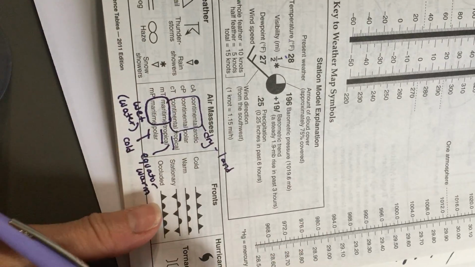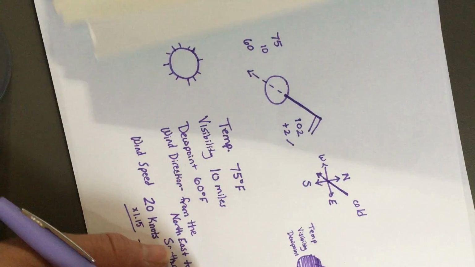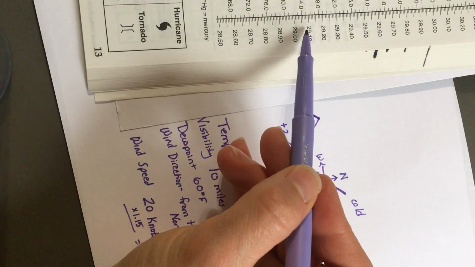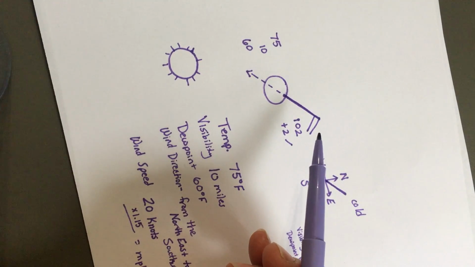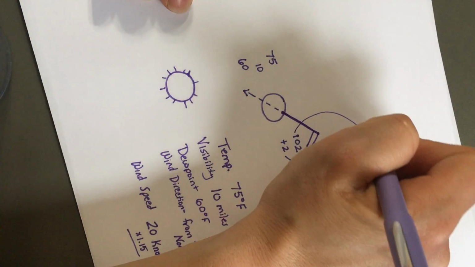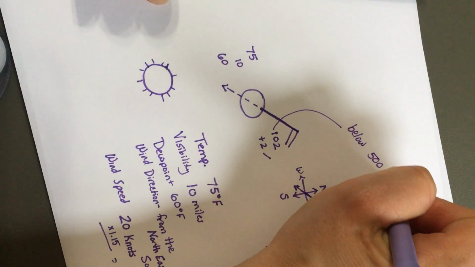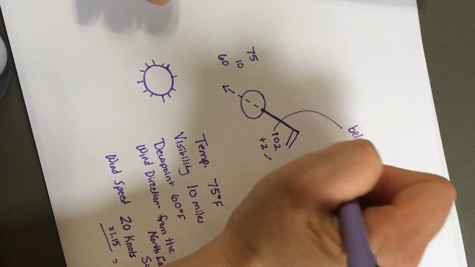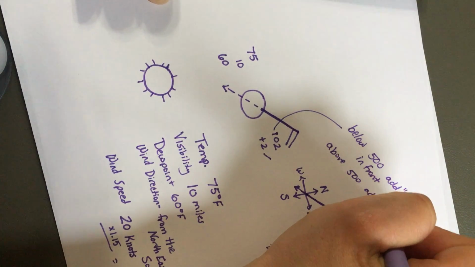The last two, and I saved them till the end because they are the hardest, is the barometric trend. Now, if you look over here at the barometric pressure, there's nothing that has a 102. There's 29s, there's 900s, but nothing that's in the 100s. The way that we do this is there's a little rule that we can figure out. If this is below 500, we add a 10 in front. And if it's above 500, we add a 9.